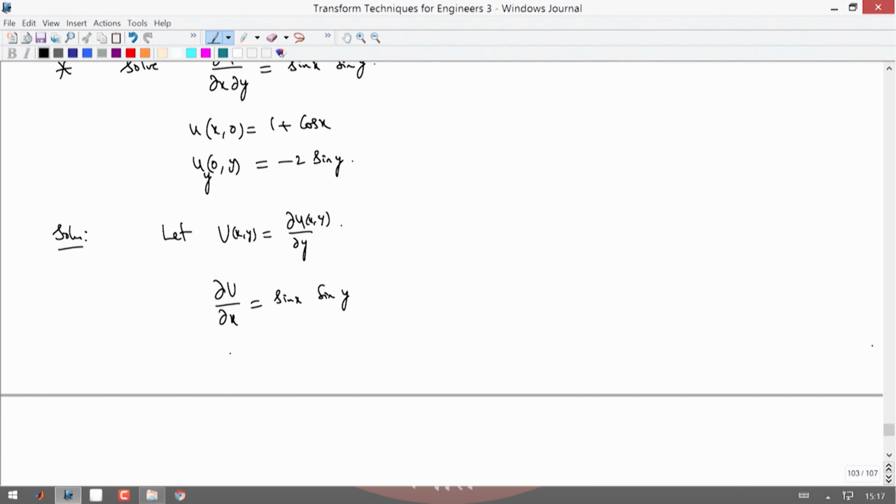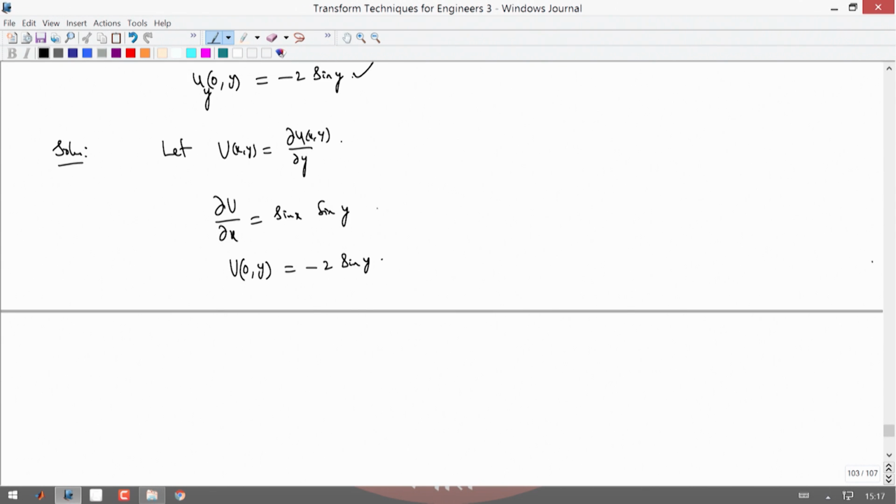So, this one with u(0, y) is now minus 2 sin y because of this second condition. So, this you solve it first by applying Laplace transform. So, Laplace transform gives s times capital U with respect to x, I am doing. So, you have U(s, y) minus u(0, y), and u(0, y) is nothing but ∂u/∂y at (0, y), okay.